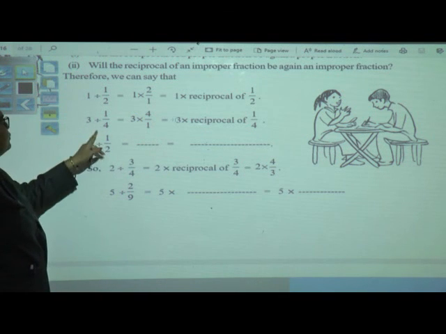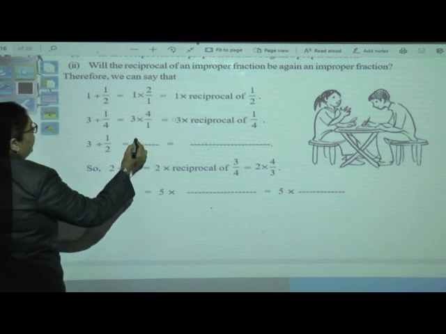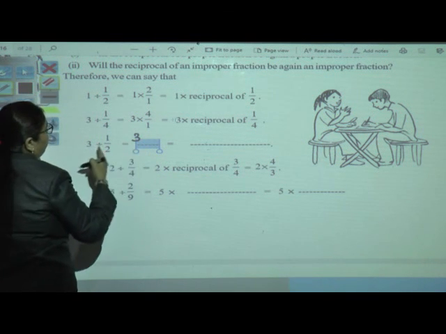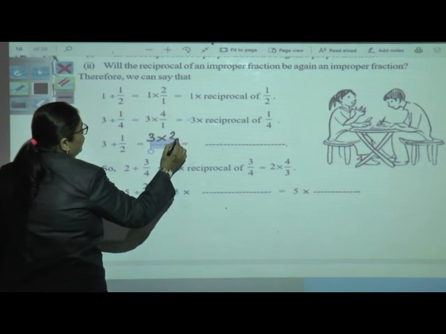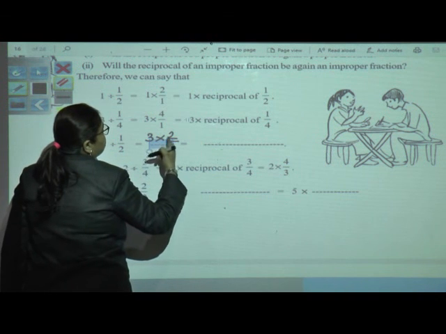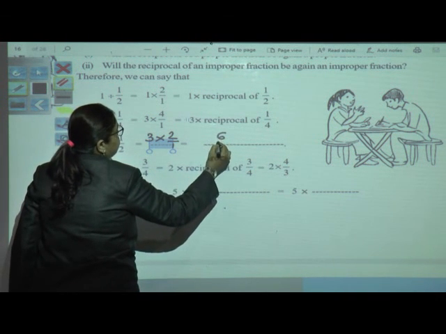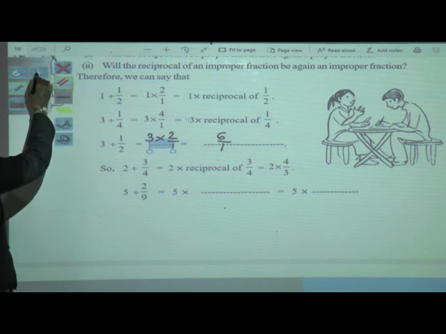Here, what will be the reciprocal? 2 upon 1. We will write here 3 multiplied by the reciprocal of this, 2 upon 1. So what will be the reciprocal of this? We can write directly, if you want to write the direct answer, 3 2s are 6 upon 1. So you know now what is the reciprocal.